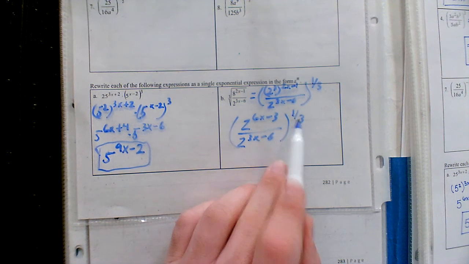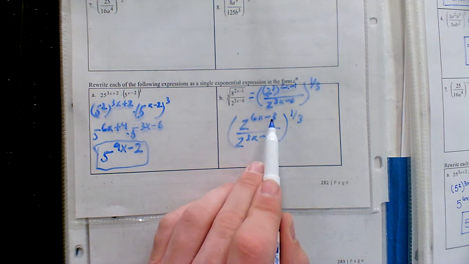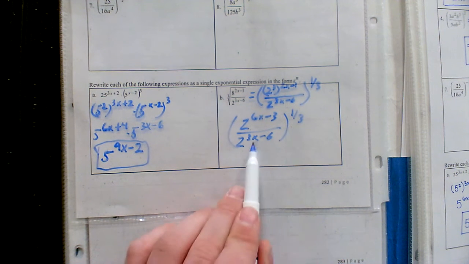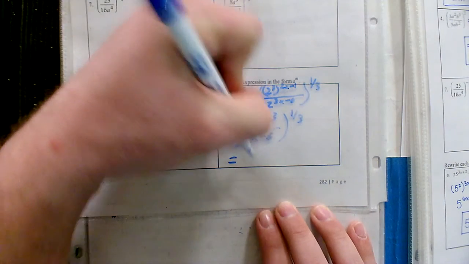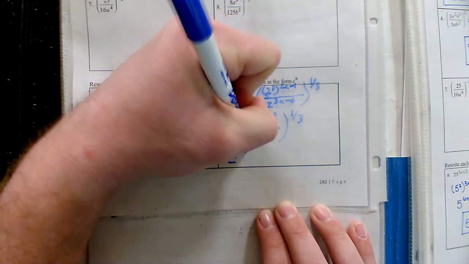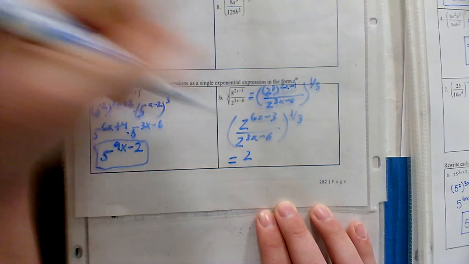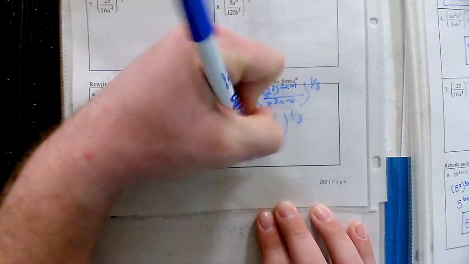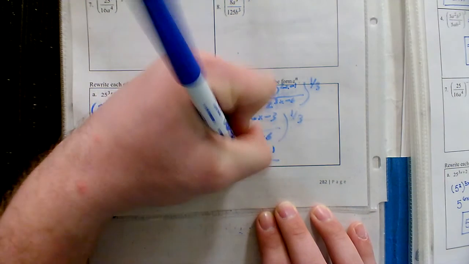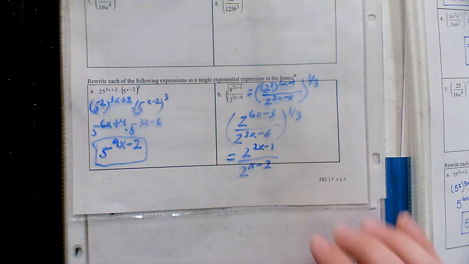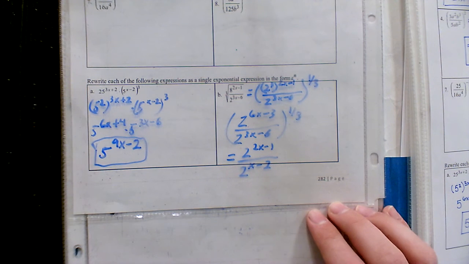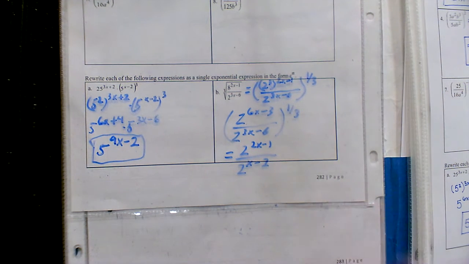So again, we're multiplying these. So I have 6x times 1/3, negative 3 times 1/3, then 3x times 1/3, and negative 6 times 1/3. So when I multiply those, I'm left with 2 to the 2x minus 1 over 2 to the x minus 2. So that 1/3 simplified those exponents. Now I'm left with same bases.